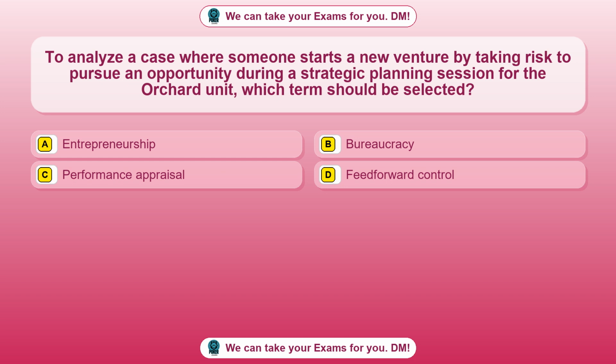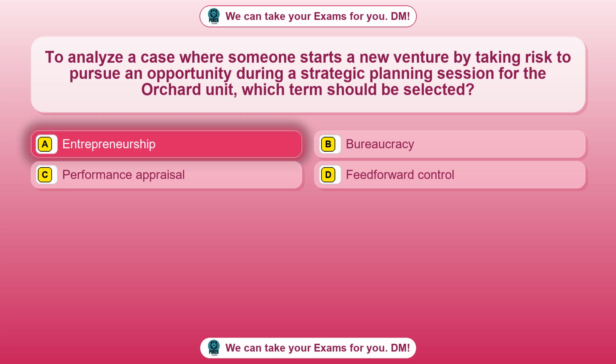To analyze a case where someone starts a new venture by taking risk to pursue an opportunity during a strategic planning session for the Orchard unit, which term should be selected? Option A, entrepreneurship. Option B, bureaucracy. Option C, performance appraisal. Option D, feed-forward control. The correct answer is option A, entrepreneurship.